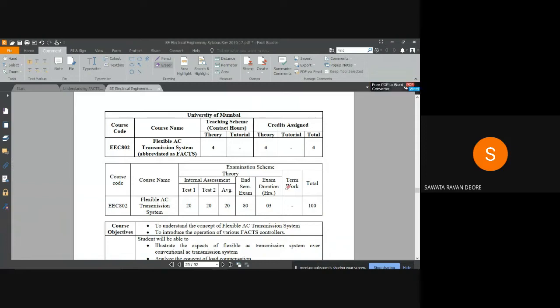Okay, so from today, we will start the detailed content of this particular course, that is flexible AC transmission system. As I told you in the last lecture, flexible AC transmission system is nothing but the conventional AC transmission system, along with some power electronics based controller added to it in order to modify its electrical parameters so that we can control its performance.